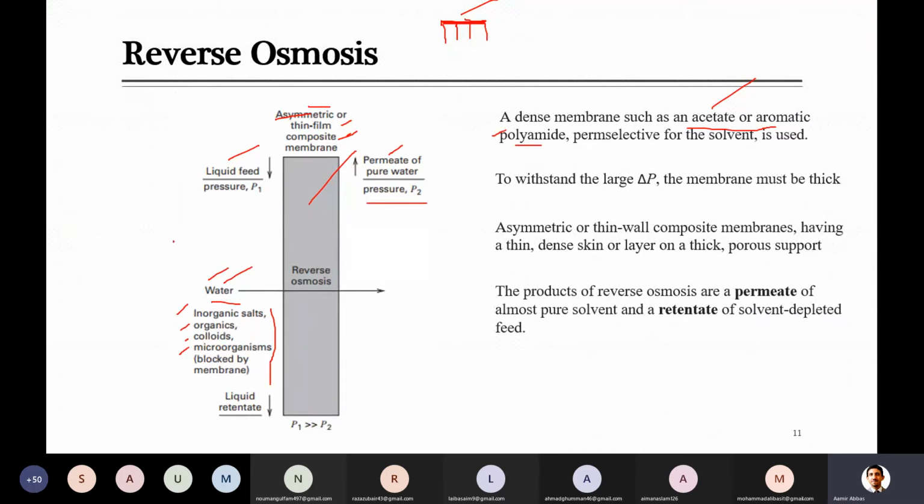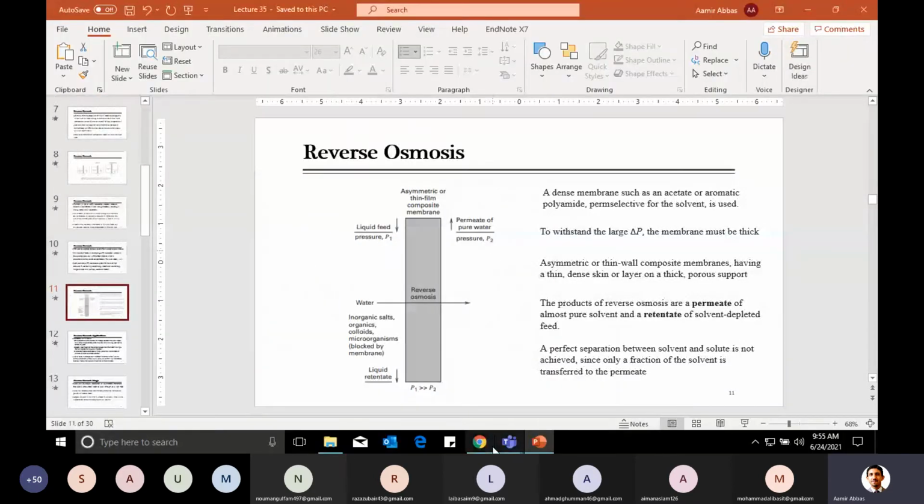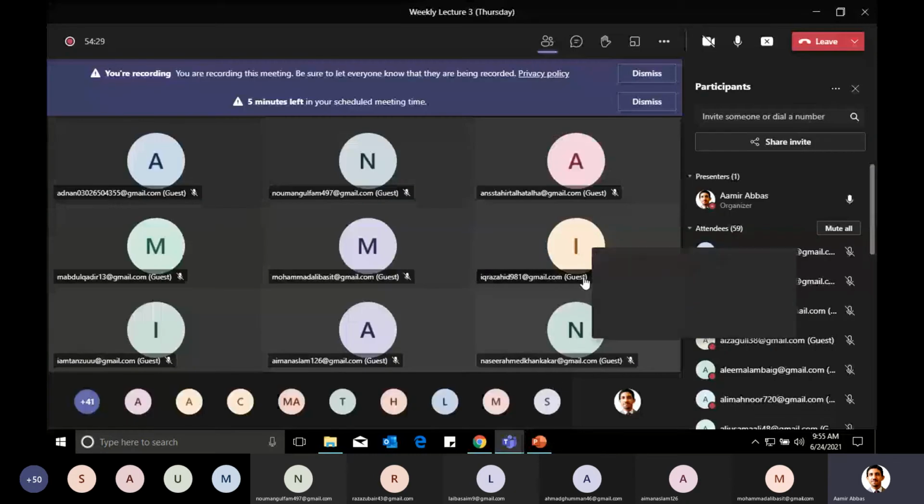The product of reverse osmosis is usually a permeate, which is almost pure solvent. As I told you, when you are pushing the water through this membrane at very high pressure, some salt molecules can also diffuse through, and the salt which usually diffuses through this membrane is NaCl. On the other side, from where you have removed the water, what is left over is concentrated water, or concentrated seawater, and that is technically termed the retentate.